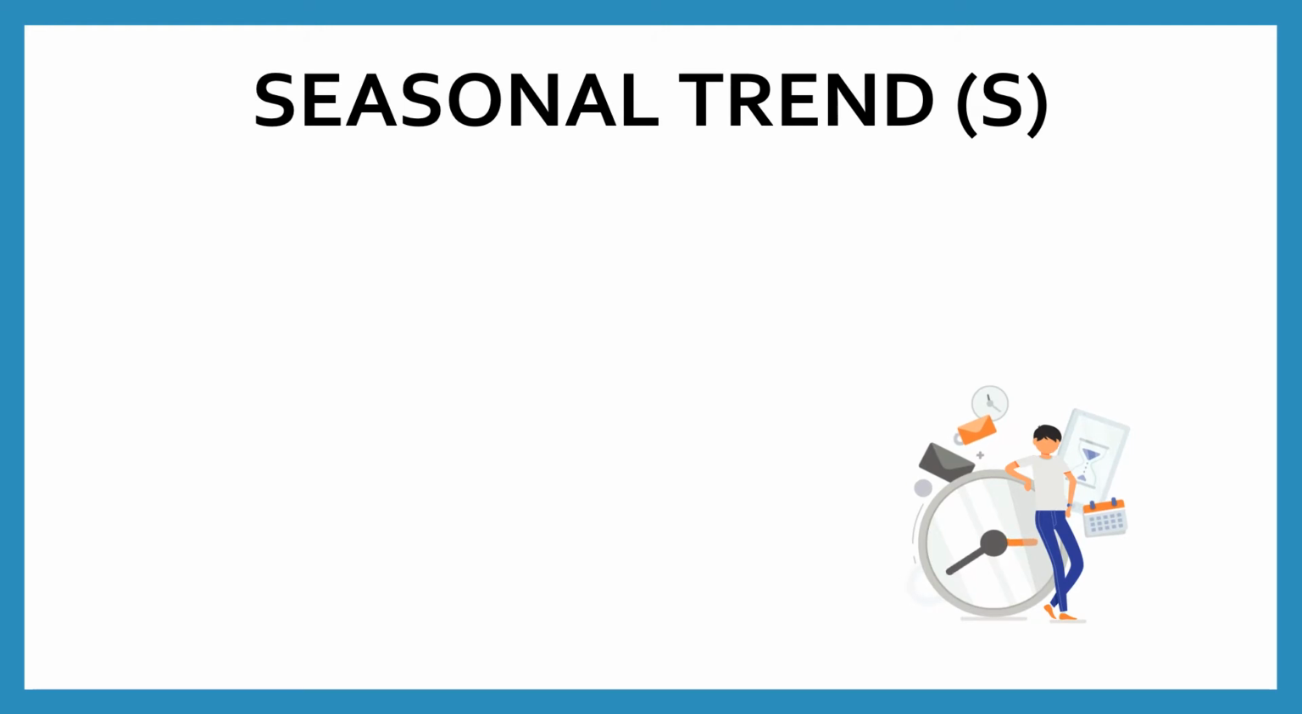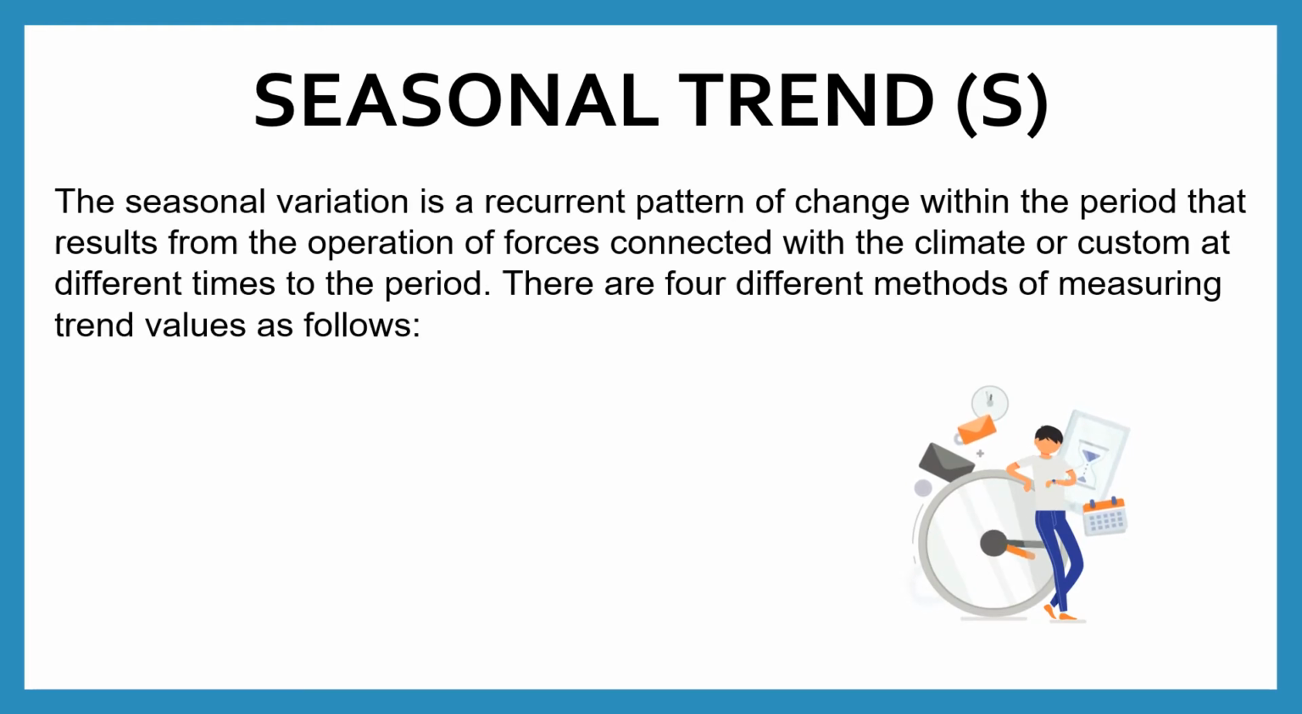Seasonal trends S. Seasonal variation in a time series refers to those short-term fluctuations which occur regularly in every season, which is yearly, half-yearly, quarterly, monthly, or weekly. The seasonal variation is a recurrent pattern of change within the period that results from the operation of forces connected with the climate or custom at different times of periods.